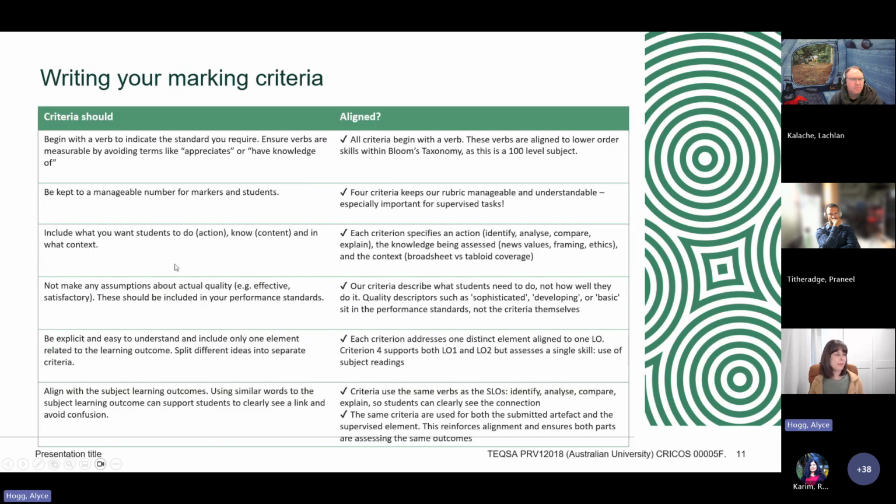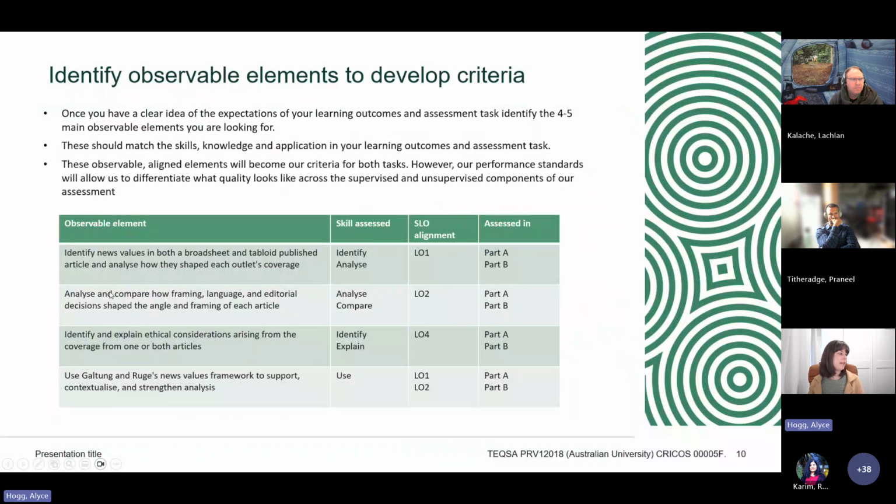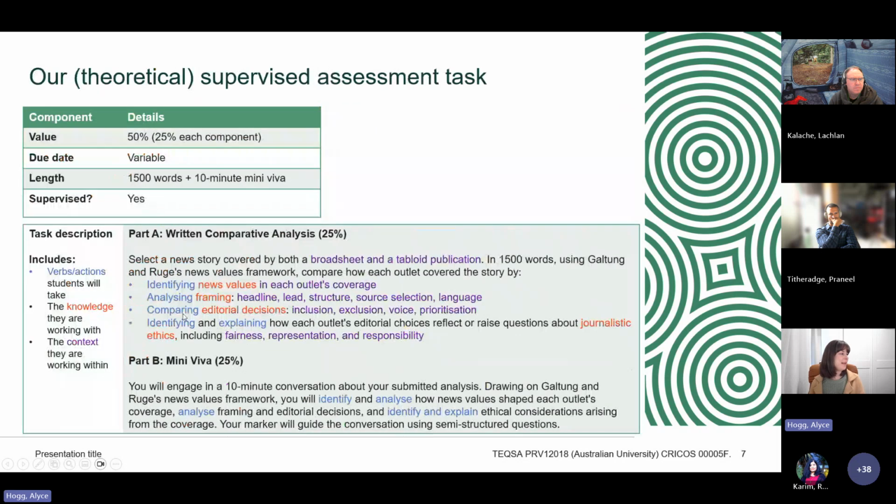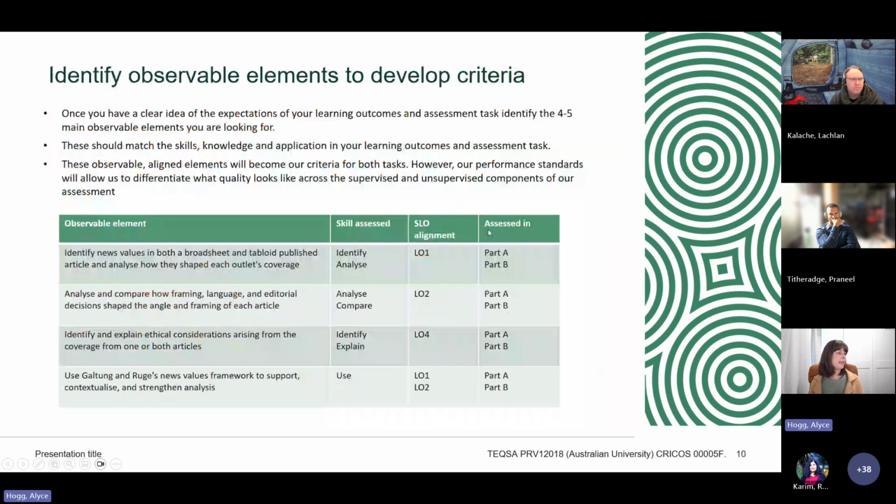Okay, so basically, these are going to be our 4 rubric criteria. And again, you can see they've got the subject learning outcomes, they've got the knowledge that the students are working with, and they've got the context as well. So really clear, easy to understand for the student and the marker.